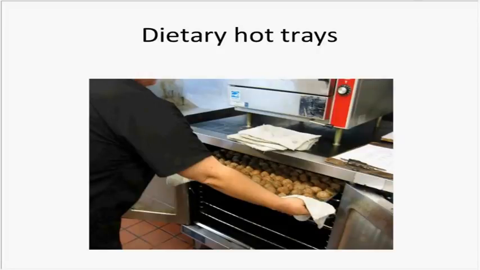We once heard a dietary manager tell her staff, "Your hands are not made of asbestos." Don't assume that a plate or a tray is cool. Take the time to get hot pads. Burns can be very, very serious and very painful.